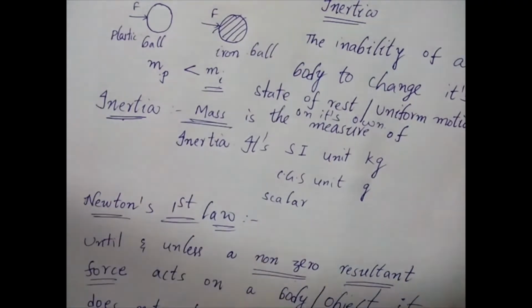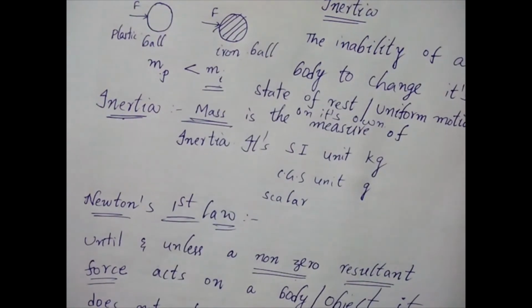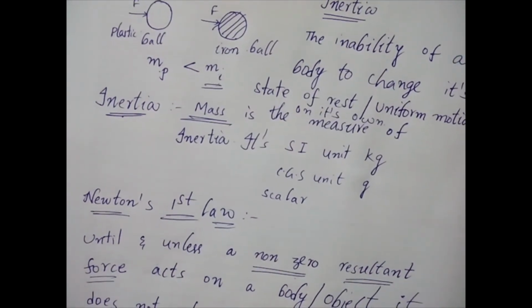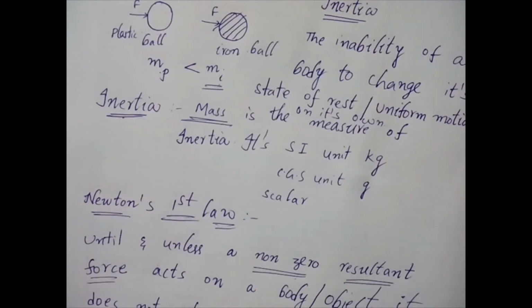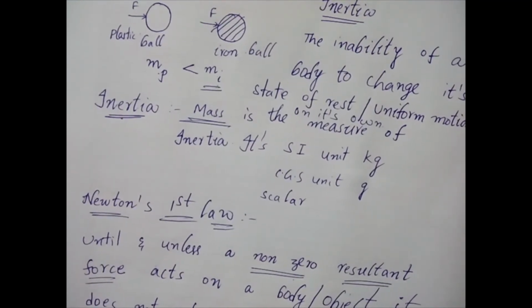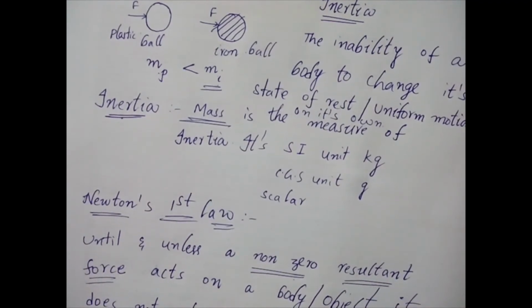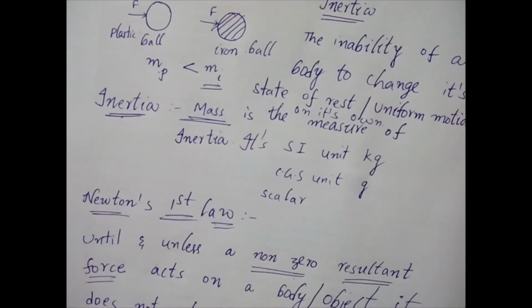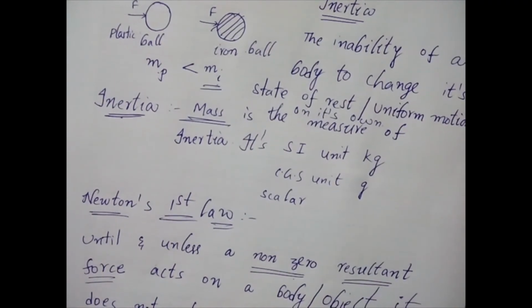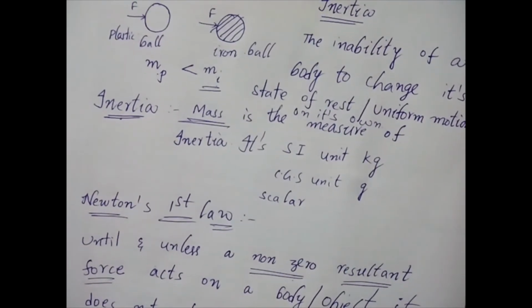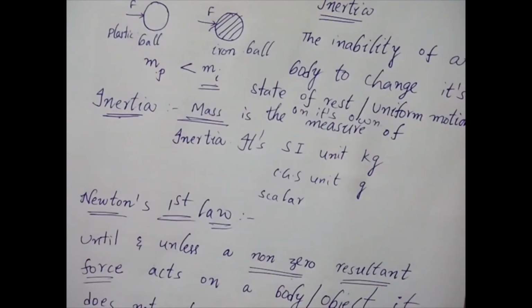See, for example, if you want to do high jump or long jump, you might have observed while doing long jump, your PET teacher will tell you to run from a certain distance and come. Yes or no? That is due to inertia of motion. Whenever you are taking a long jump or high jump, you need to get that inertia of motion. So suddenly you cannot stop. That's why you will get a chance to take a long leap.